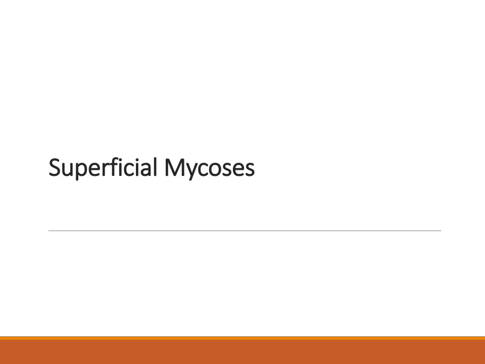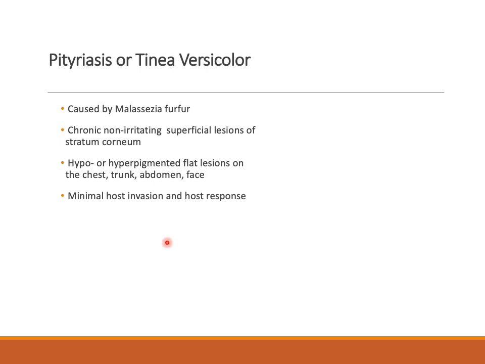So we'll start with superficial mycosis, and of course the first infection that we have here is pityriasis, also referred to as tinea versicolor. So the name of the infection is pityriasis versicolor. It is the same as tinea versicolor, and we had mentioned that this is caused by Malassezia furfur. So that's the etiologic agent.